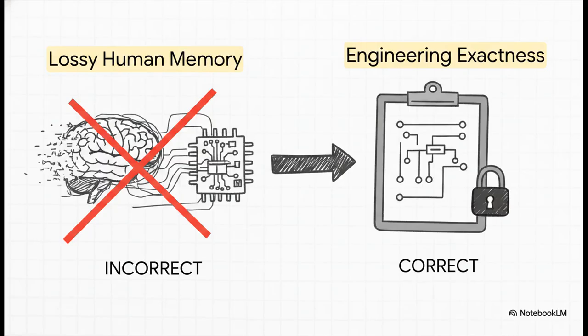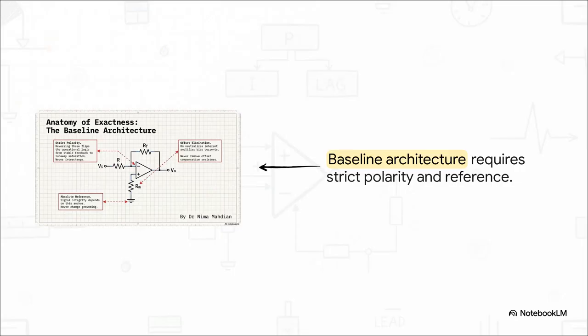So this brings us to a crucial point, and I honestly cannot overstate this enough. The absolute most critical rule for engineering integrity is that you must never attempt to redraw these circuits from memory. Think about it. Human memory is lossy and prone to error, but an op-amp circuit is exact. You have to copy these uploaded circuits precisely as they're presented, no exceptions. Here we see the baseline architecture, which is basically the bedrock for everything we're going to do next.